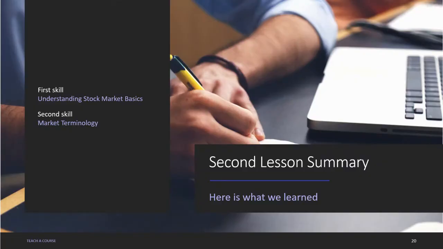Okay, so let's recap your second lesson summary. We went over understanding stock market basics. We talked about the exchanges, what the exchanges are. We talked about the ticker symbols, so you understood that. We got into bid and ask. We talked about market sectors and subsectors. And then we also got into market terminology and walked you through basic market terminology as well as the types of orders that are going to be available to you as a trader.